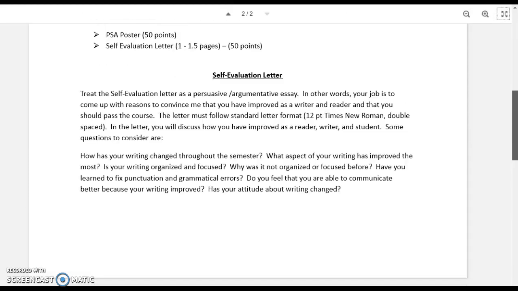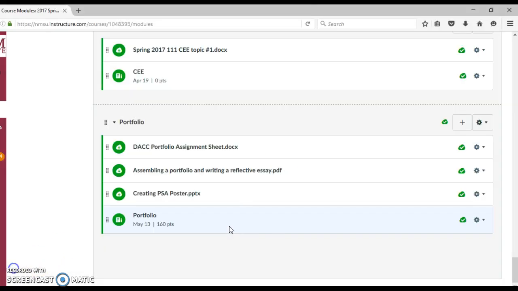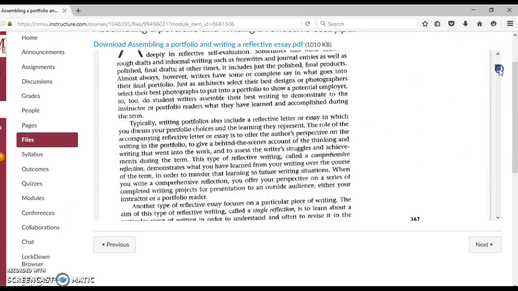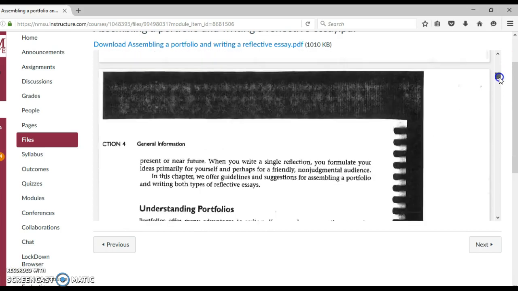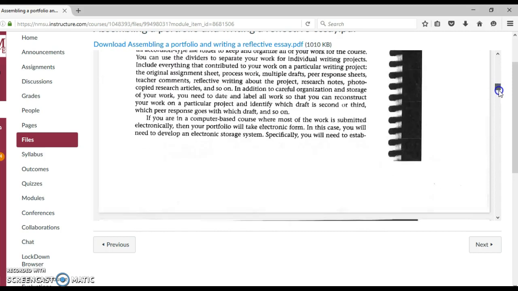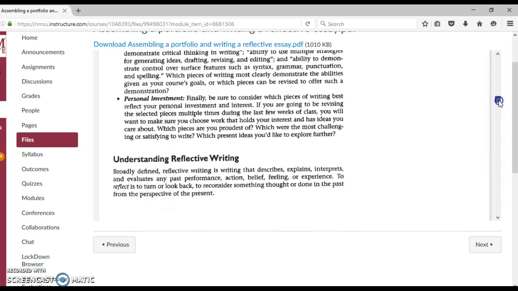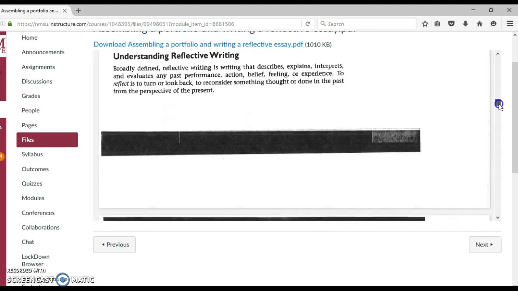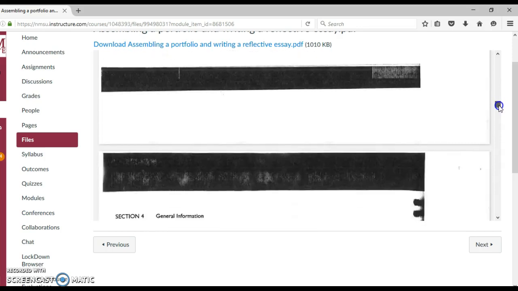And if we go back to modules, here you will find a PDF file with some further reading that'll help you assemble a portfolio. Here is the reading, and I suggest that you read it because it does have a lot of great information. It discusses the purpose of portfolios, and it also discusses reflective writing, which is very important because your letter is going to be mostly reflective writing.